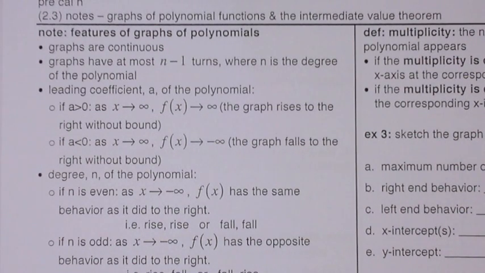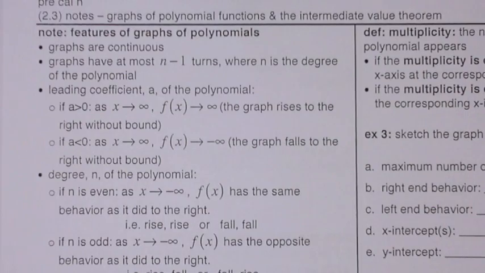Alright guys, today we're going to be talking about graphs of polynomial functions and the intermediate value theorem. Before we start, we're just going to go over some features of these graphs of polynomials. First of all, the graphs are continuous, so that means there are no discontinuities, no jumps, no infinite breaks, nothing like that. We can draw them without lifting up our pencil is another way to put that.